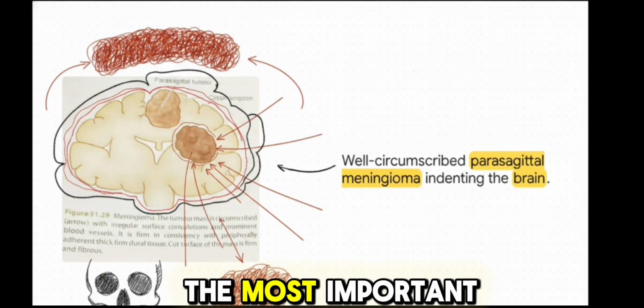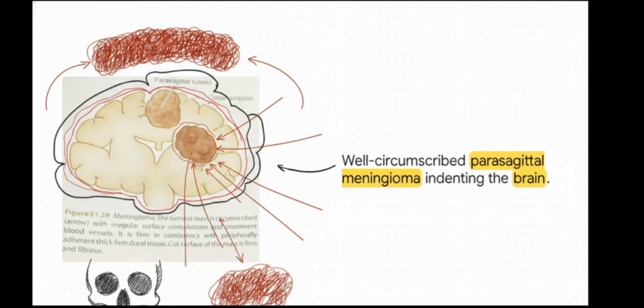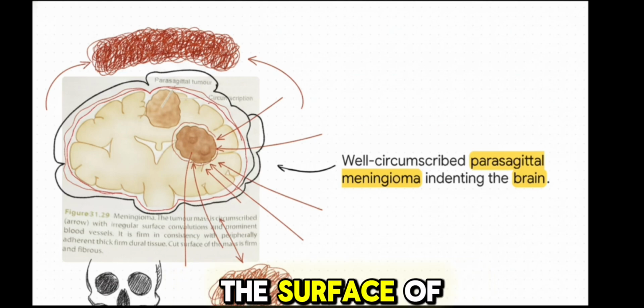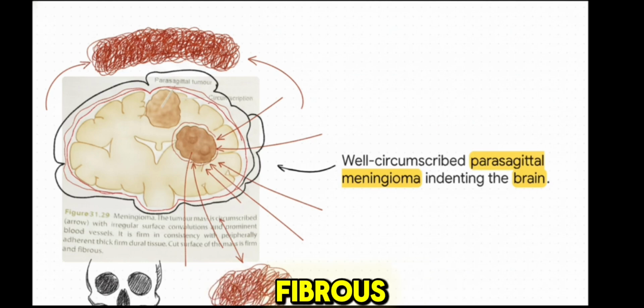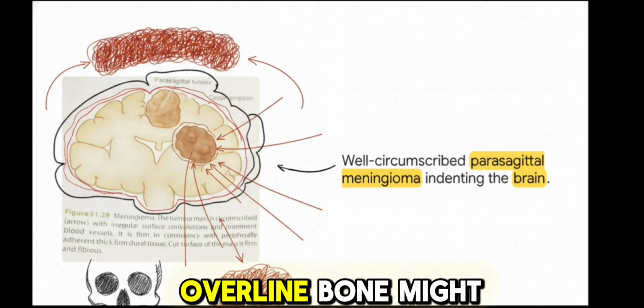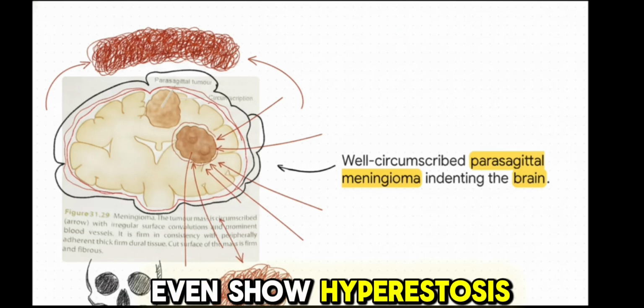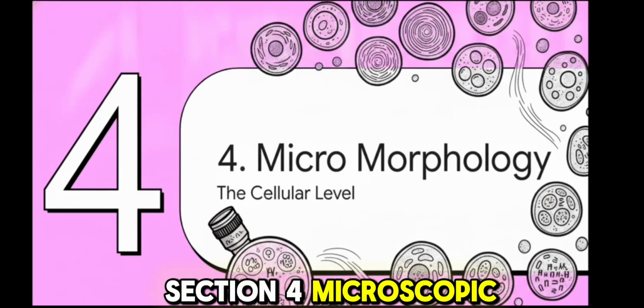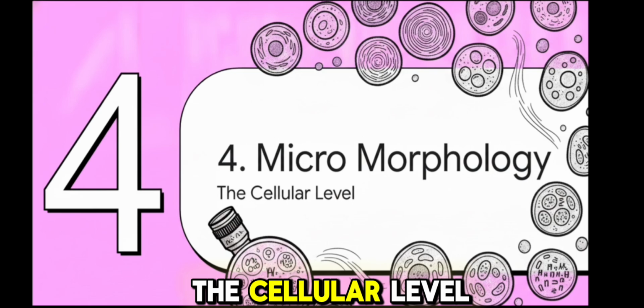But here is the most important clinical takeaway. Watch how the mass is indenting the surface of the brain. It compresses, but it rarely ever invades the brain tissue itself. The cut surface is firm and fibrous, and occasionally the overlying bone might even show hyperostosis. Section 4. Microscopic morphology, the cellular level.